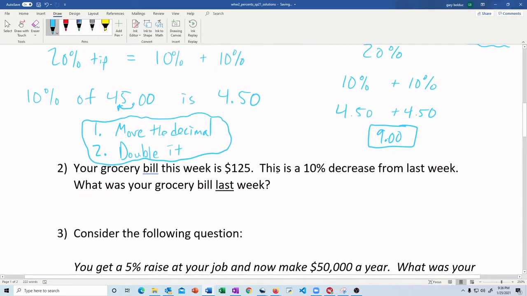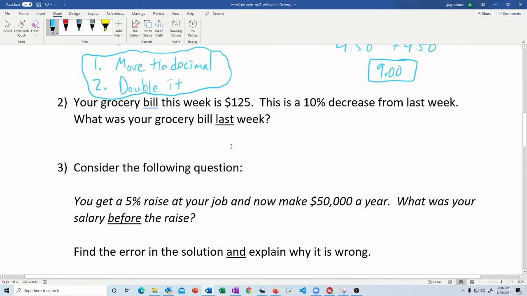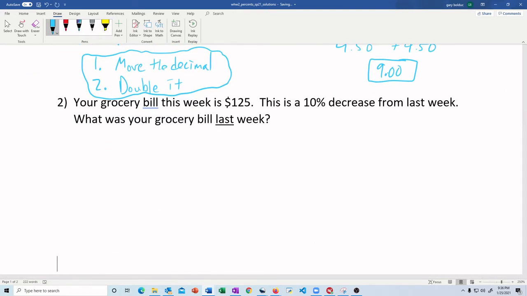Okay, number 2. Let me give myself some space here. The grocery bill this week is $125. This is a 10% decrease from last week. So what am I saying? I'm saying right away I did percent decrease. Just right off the bat, I even see it right here. Last week I had a bigger bill. This week it's smaller. That's percent decrease.